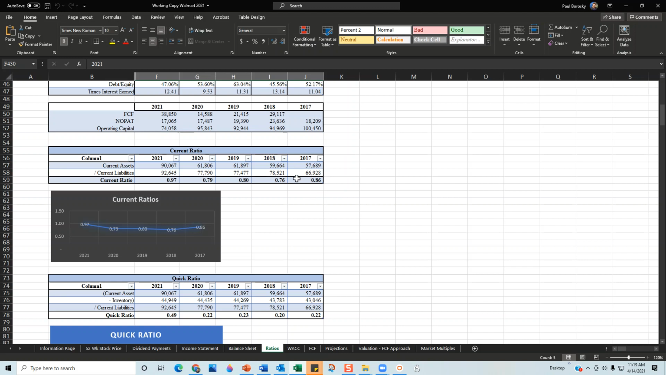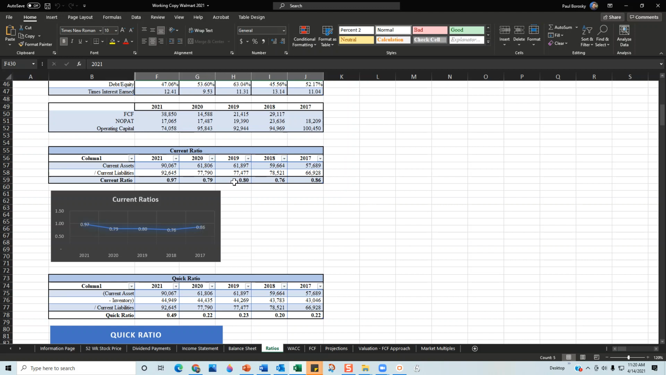Walmart was able to do that in 17 and 18. Even in 18, they dropped to 0.76, which is pretty good. 19 and 20, they maintained a 0.79 to 0.8. Again, a little bit lower current assets than current liabilities. However, with the influx of cash, the organization should be fine solvency-wise.